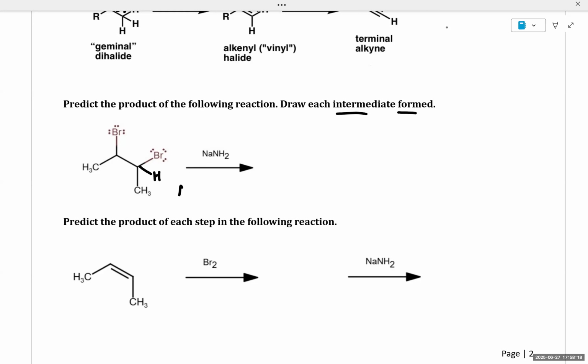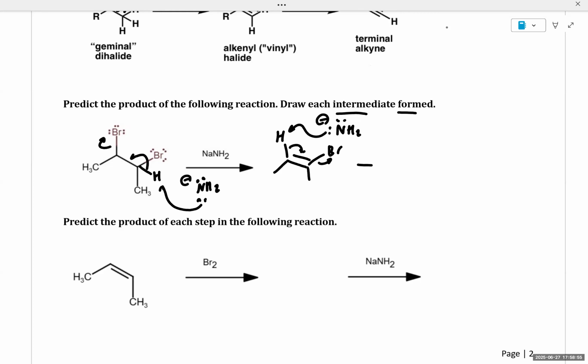So the first thing that happens during elimination is that we eliminate one of our halides, either one, to generate a vinyl halide. Now, is this an E or Z vinyl halide? Doesn't matter. You have preference to make the E halide, but it's highly substrate dependent. Once you make our vinyl halide, the vinyl halide then undergoes a second elimination reaction, and that in turn generates our alkyne.